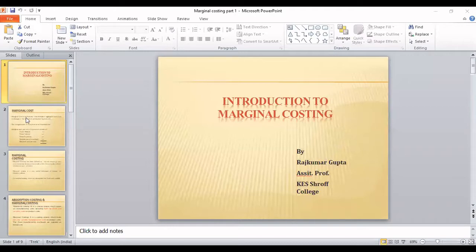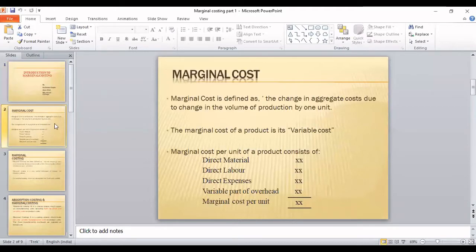In marginal costing, the most important thing is this format. In marginal costing, we have two types of cost: variable cost and fixed cost. In marginal costing, we believe we have to recover variable cost. Fixed cost can be recovered over the period. We believe fixed cost is a period cost.